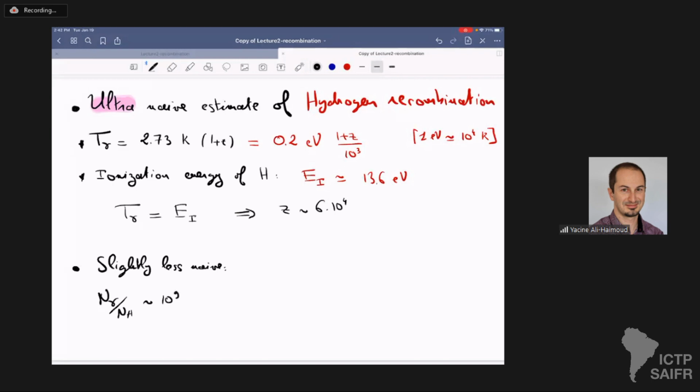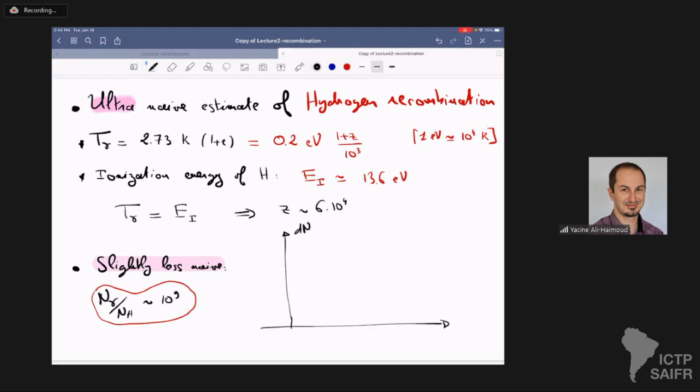A slightly less naive estimate, but still very naive, would be accounting for the fact that there is a huge number of photons per hydrogen atom, about 10^9. And again, in the homework, you're asked to compute this explicitly. Why is it 10^9? Take a black body spectrum for the CMB, take a number density of atoms of 300 per cubic centimeter at redshift 1000, and figure out that it's 10^9.